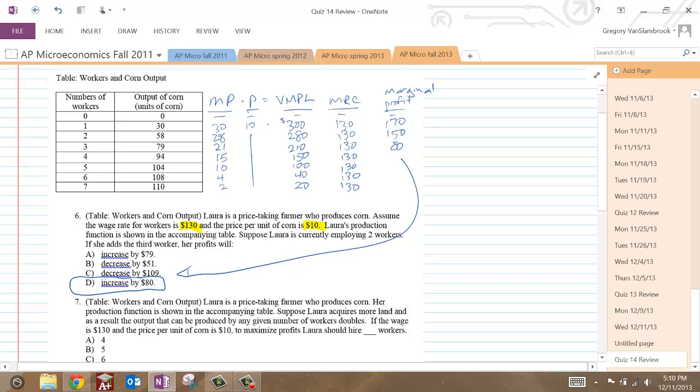You can see that if we were to add a 4th worker, we would increase our profits by $20. If we were to add our 5th worker, we would decrease our profits by $30. It costs more than the revenue we gain. So we would stop there, and the profit maximizing quantity of workers to hire is 4.